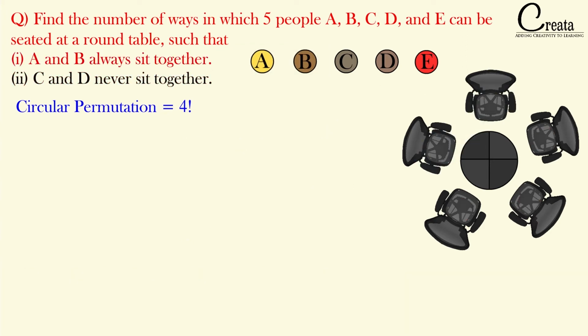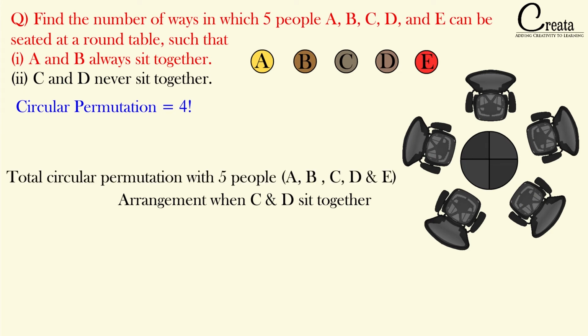Let's take the second condition. In the second condition, it is given as C and D never sit together. So how will we deal with this question? The approach is that firstly we will calculate the arrangement where C and D sit together. Then we will calculate the total number of arrangements with A, B, C, D and E. Then we will subtract the cases where C and D are together from the total number of cases.